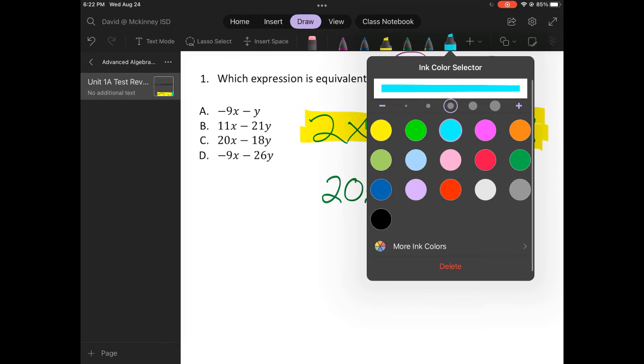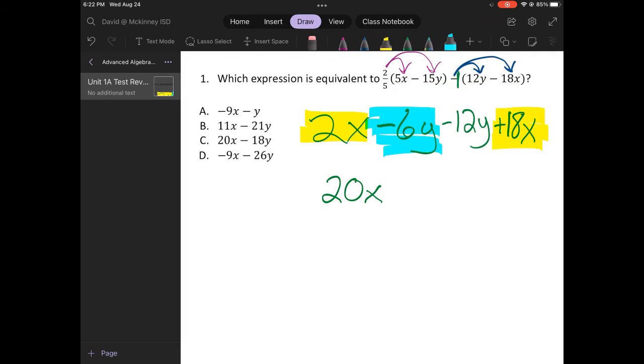Then I need to identify my y terms, negative 6y, and in addition to that, negative 12y will be my y terms. Negative 6 minus 12 is negative 18, and then I'll write my y in. At this point, I've simplified as much as I can. I look over at my answer choices.